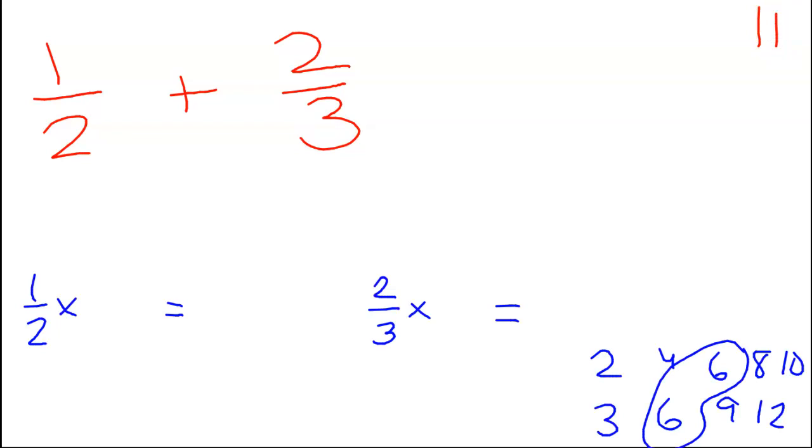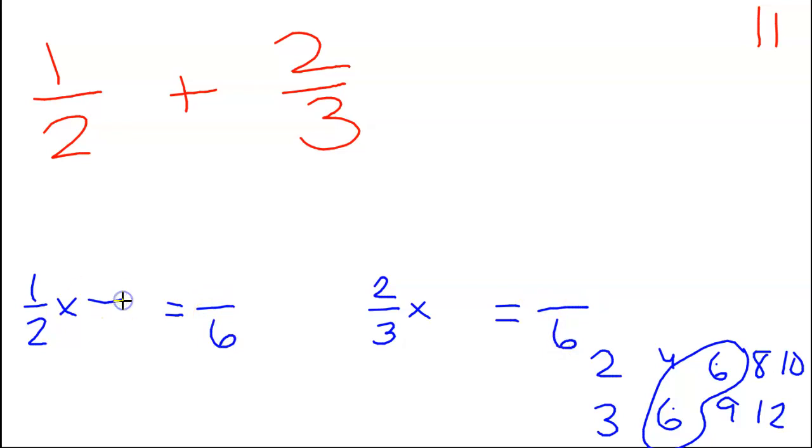Alright, so we saw that they were uncommon denominators. We need to make them common denominators. What is a multiple that both 2 and 3 have in common? Well, it's 6, because I can go 2, 4, 6, and 3, 6, 9, 12. Alright, so let's go ahead and rename them into 6.